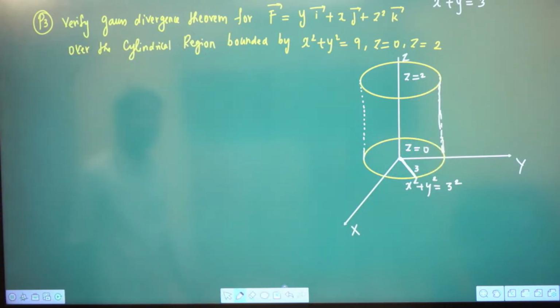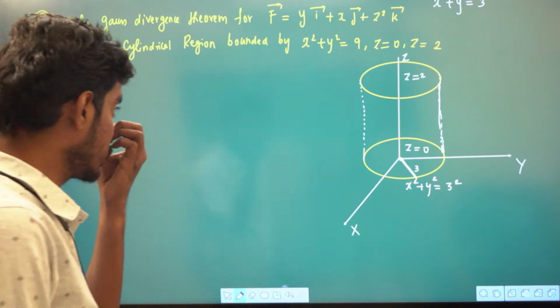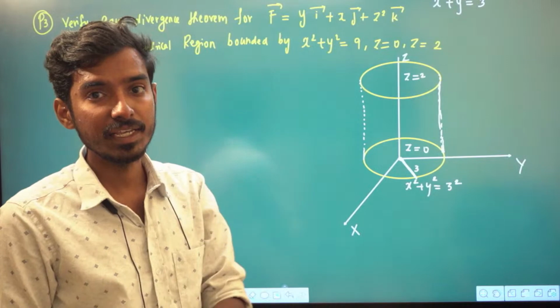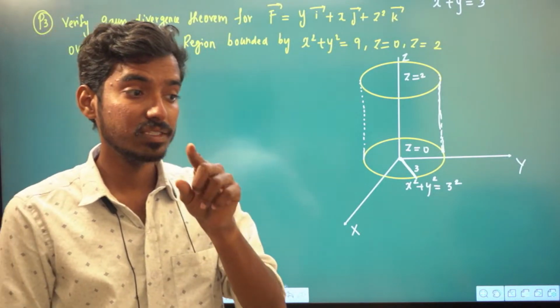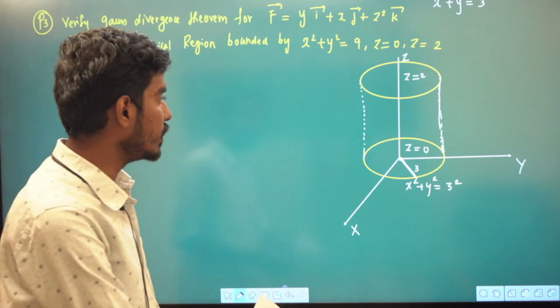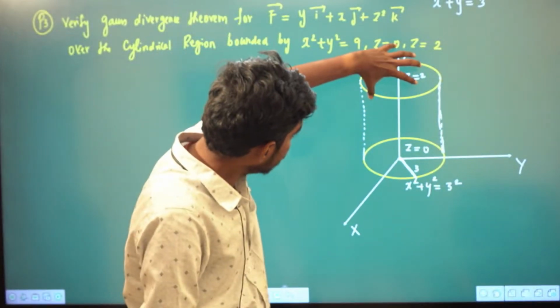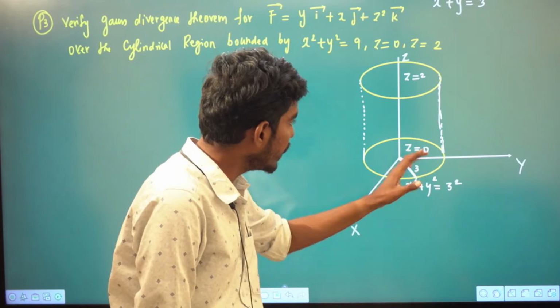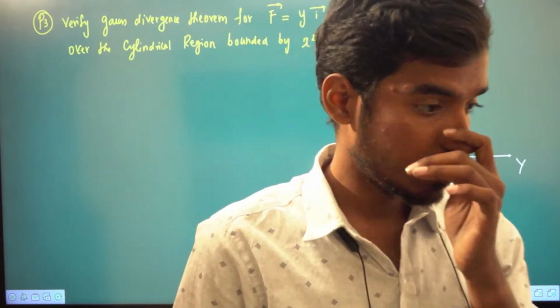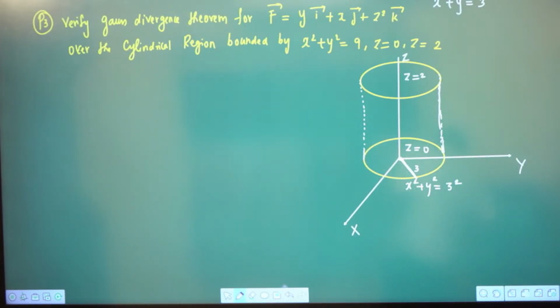Right. Now we need to verify Gauss divergence theorem for this. Here for the surface integral we have three surfaces. For a cube we have six surfaces, right? Left, right, up, down, front, back. Here we have three surfaces only: this upper surface, lower surface, and then this curved surface. So we have three surfaces to find a surface integral. Is it clear up to now?